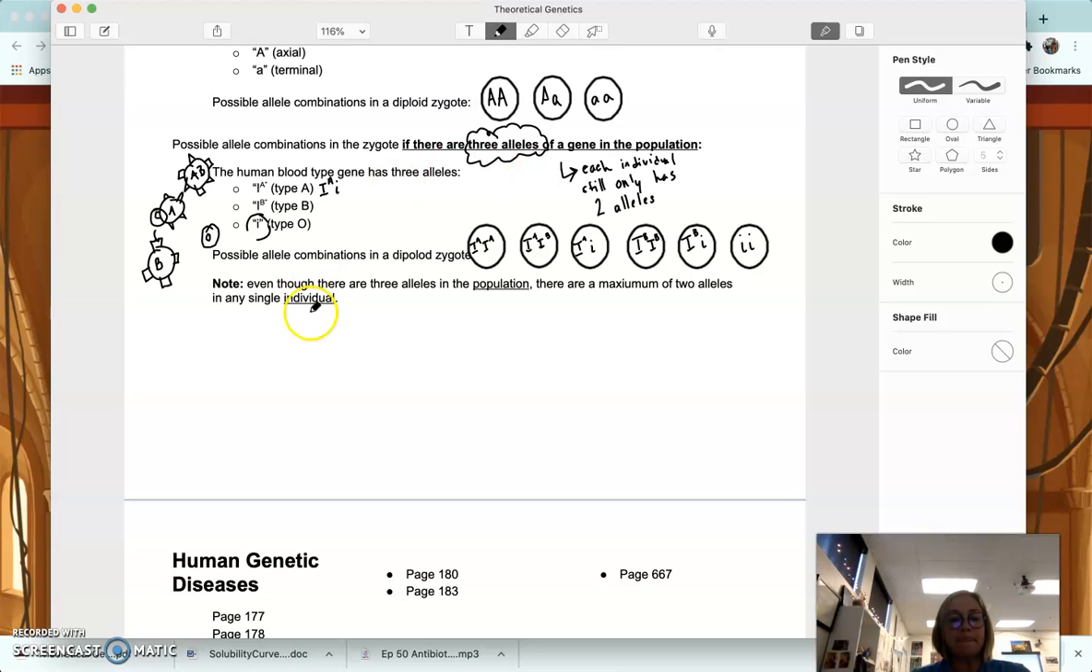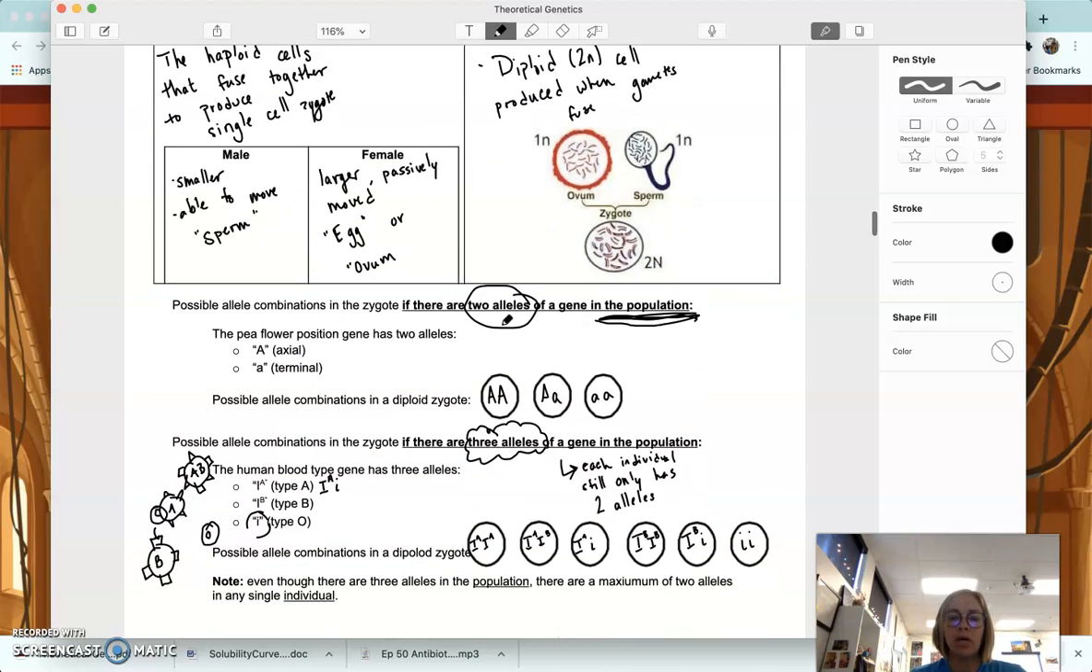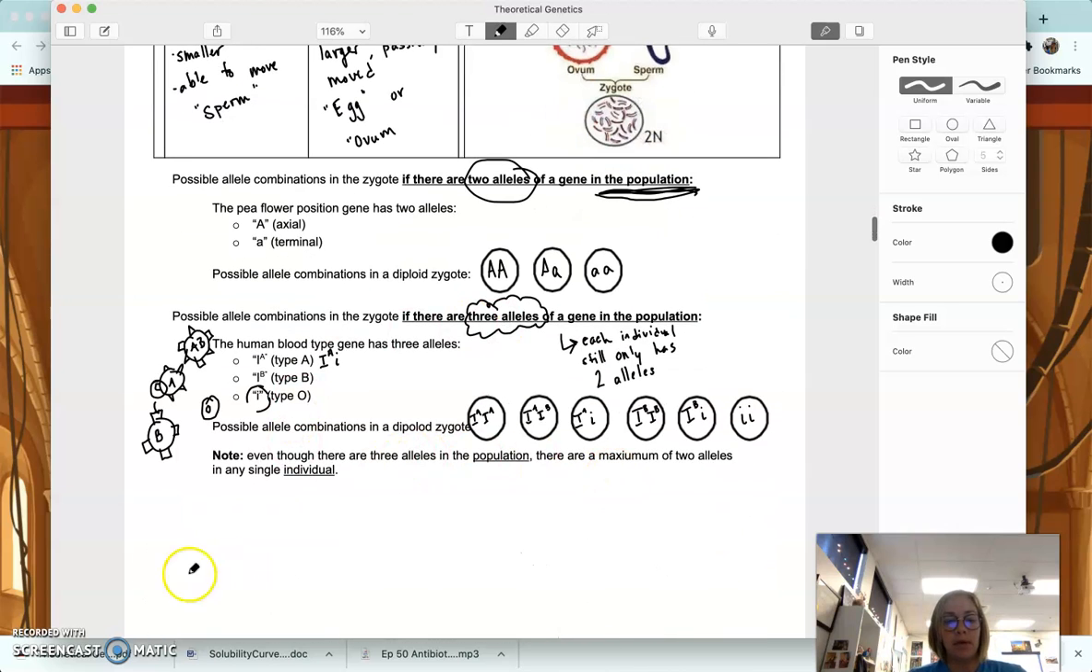So, that will wrap it up for possible allele combinations from gametes to zygotes. We'll go into much more depth on Punnett squares soon.